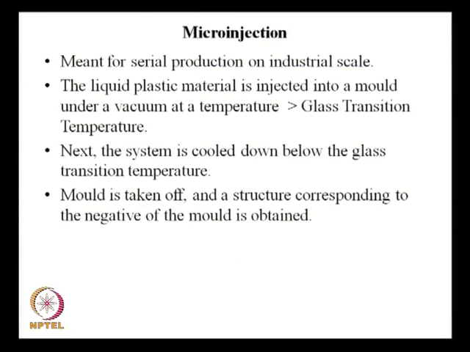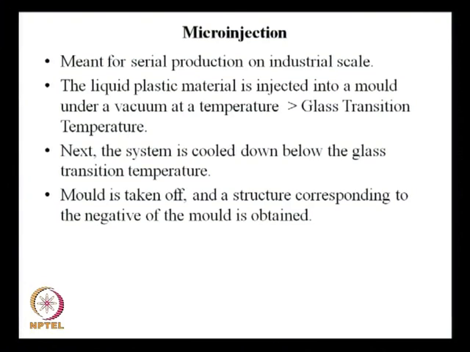Next, the system is cooled down below the glass transition temperature, and the mold is taken off, and a structure corresponding to the negative of the mold is obtained. That is exactly what you are doing. So, this whole process, taking it just above glass transition temperature and cooling it down, and then removing the mold, the entire process is automated. So, this is good for serial production. So, this is what we have as far as plastic MEMS device is concerned.